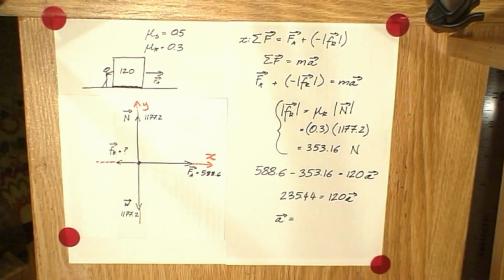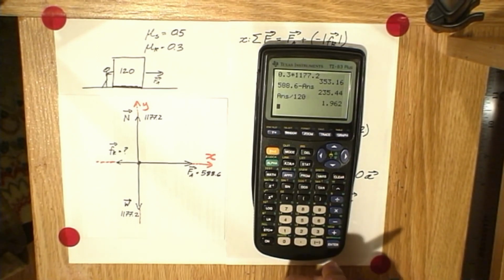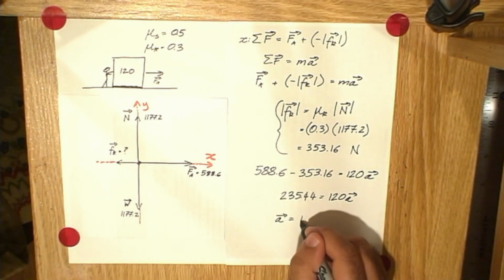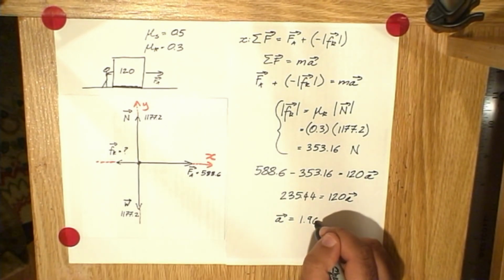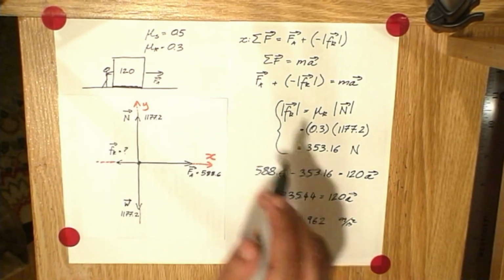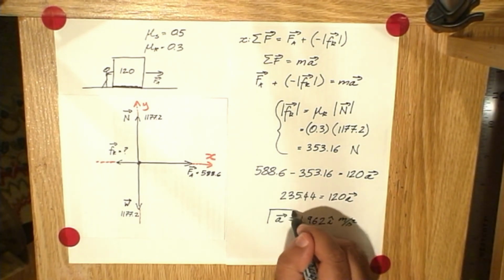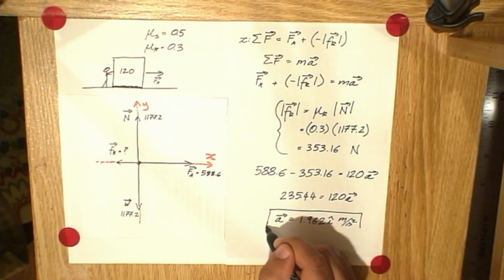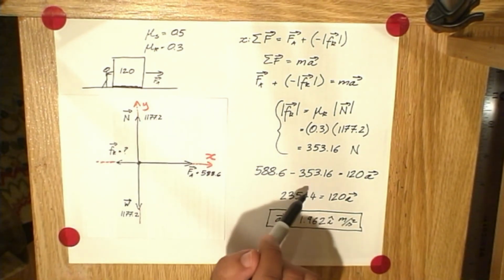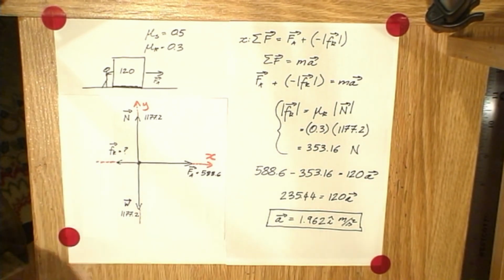So divide both sides by 120 and we find the acceleration, 1.962. This would be in meters per second squared, and since it's in the x direction, we have to put an i hat there. So this is the acceleration of the box once we have started it moving, and once we are in the weaker realm of kinetic friction rather than static friction.